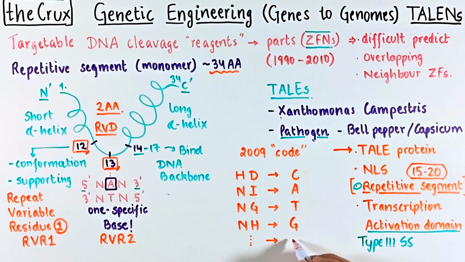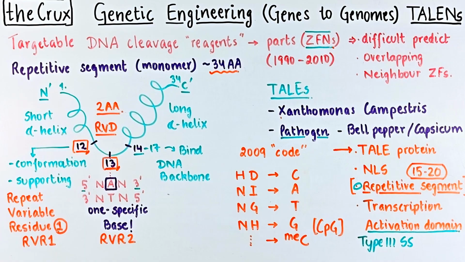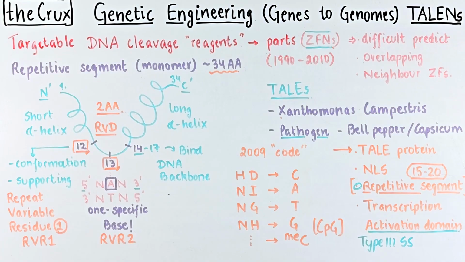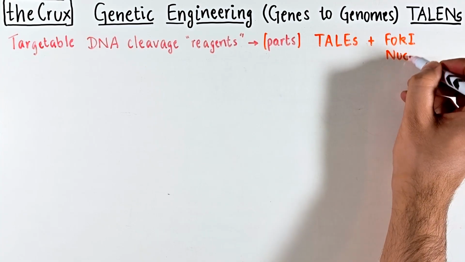There are some diresidue combinations that recognize methylated cytosines, like the ones found on CpG islands. ZFNs, if you remember, have trouble binding the methylated DNA. Hopefully, TALs are no longer a mystery. Now let's understand how they are used to build TALENs.